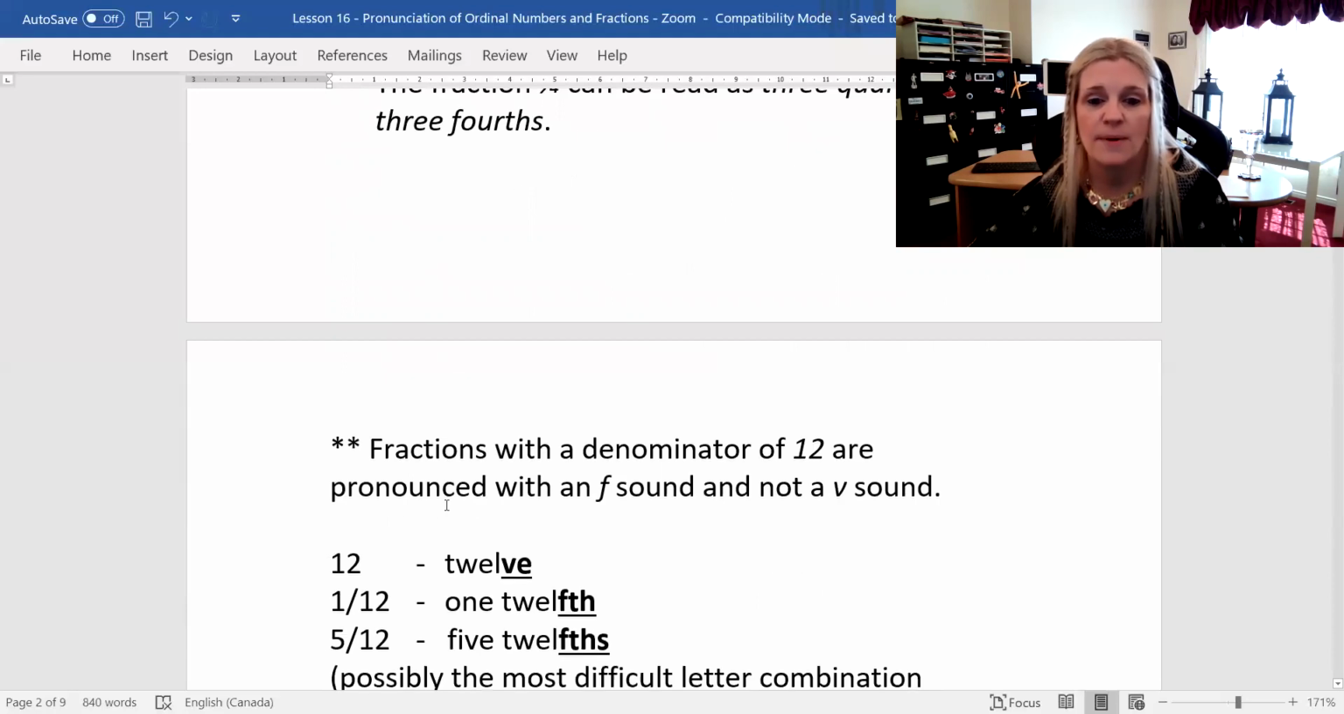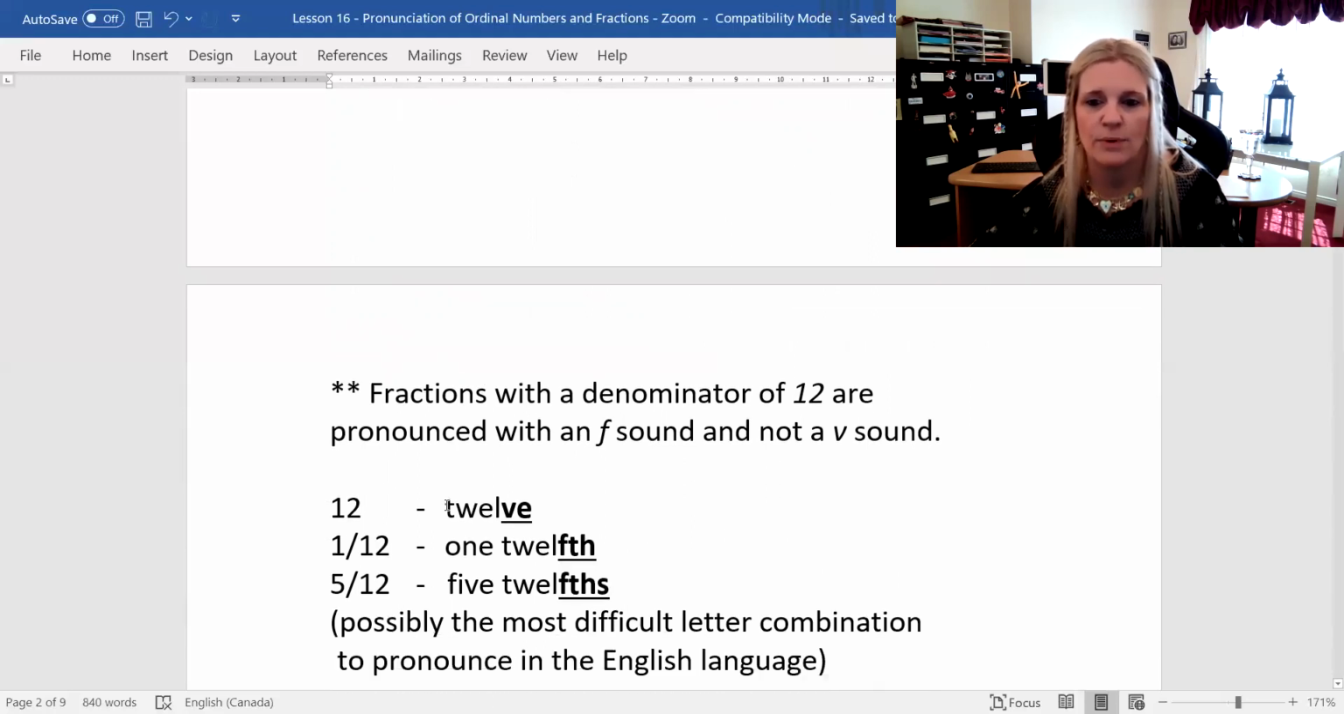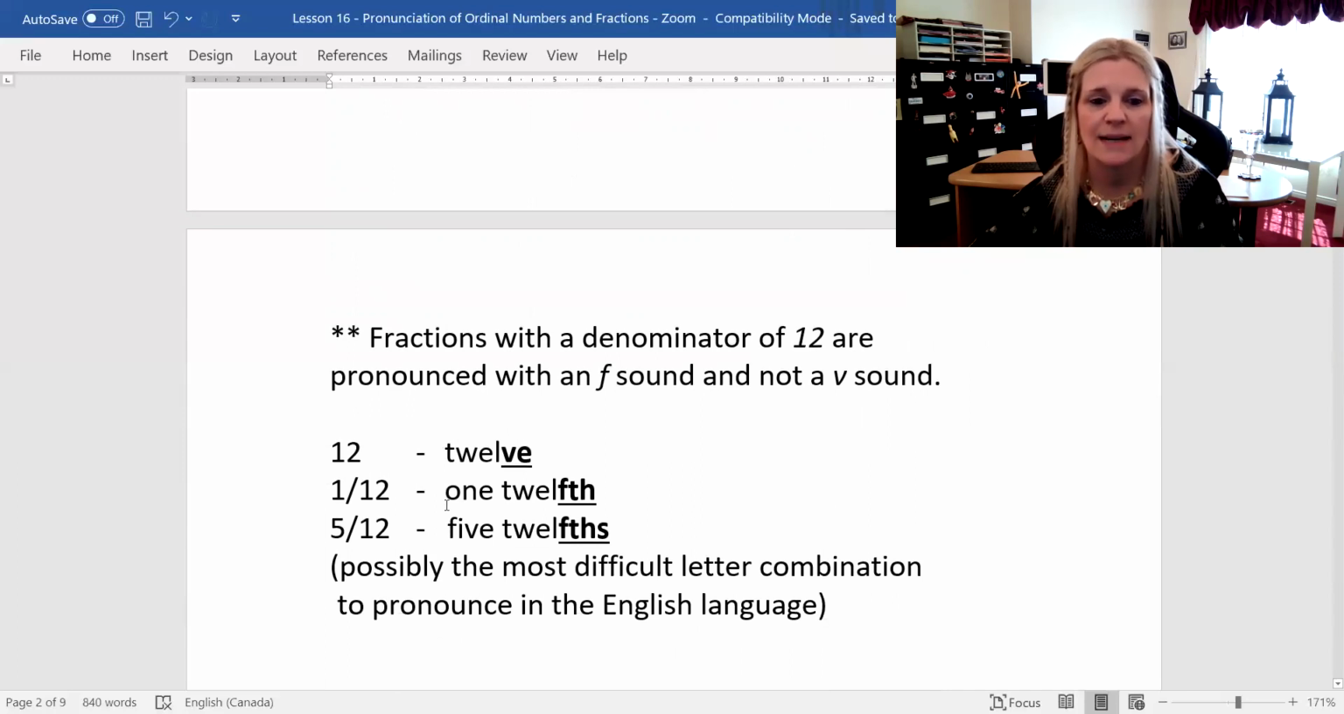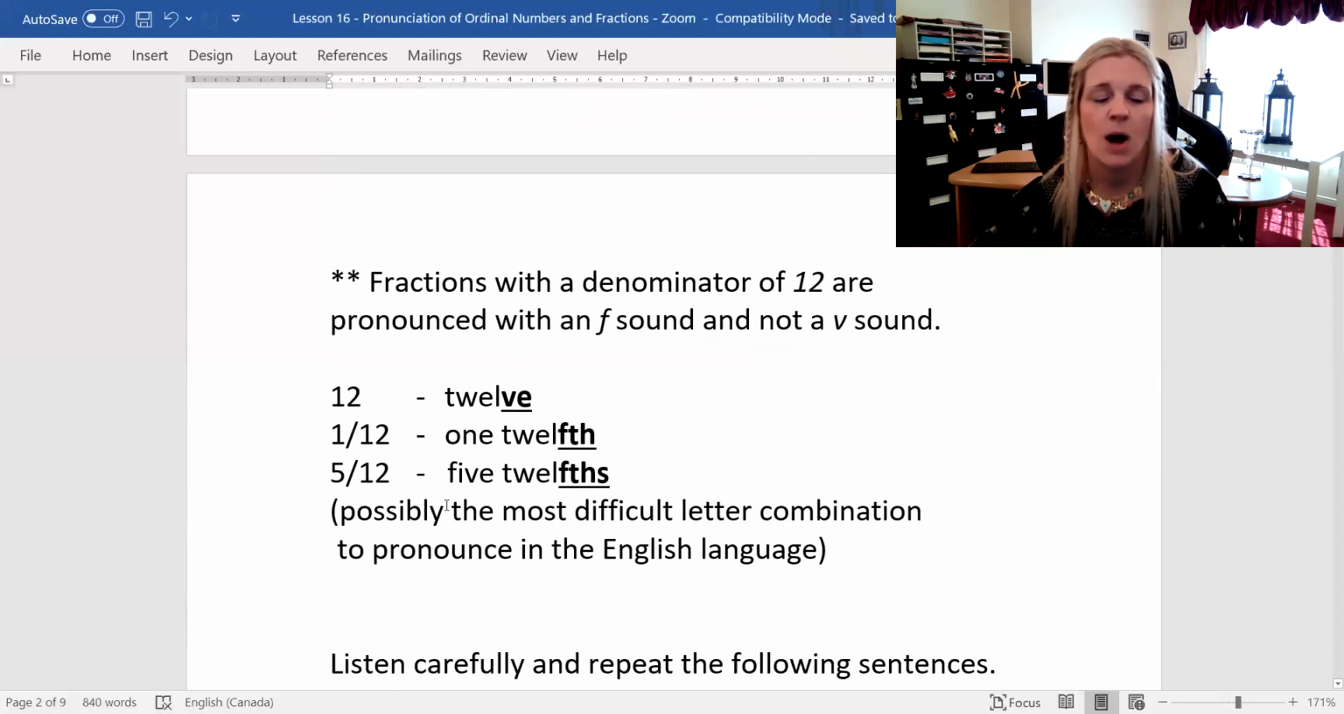Fractions with a denominator of 12 are pronounced with an F sound and not a V sound, because you already know when we say and spell 12, there's that V, twelve. But when it becomes a fraction, that V changes for an F. So we have to say 1/12. 5/12.